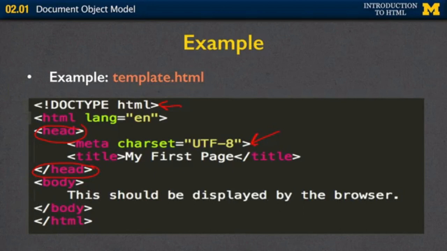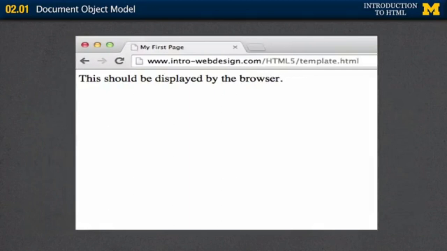The last part is the body tag, and it's displaying the content that we want to see on the screen. So let's look at this in a browser. What do I have? I have my title way up here and my displayable content right down there.